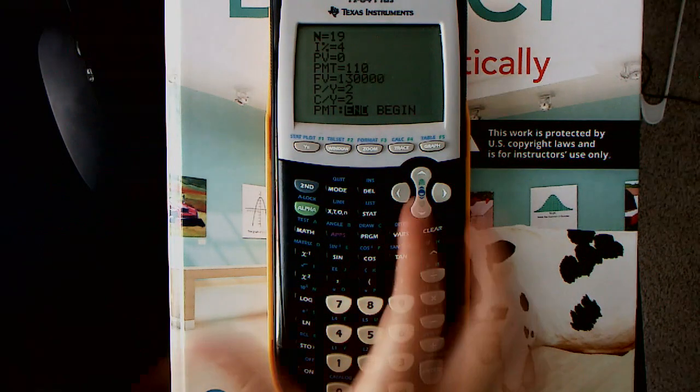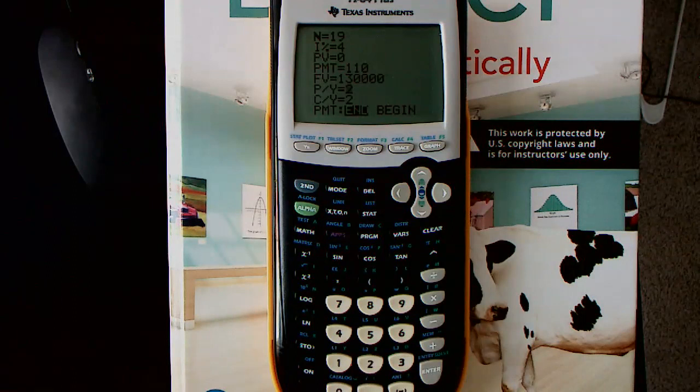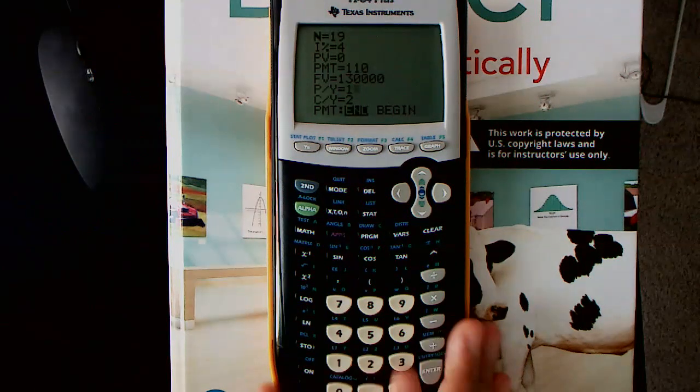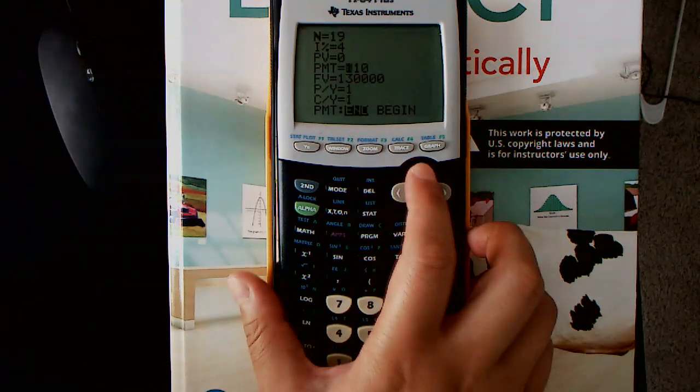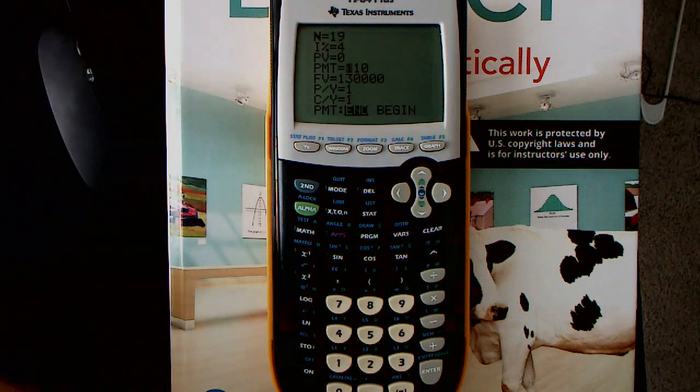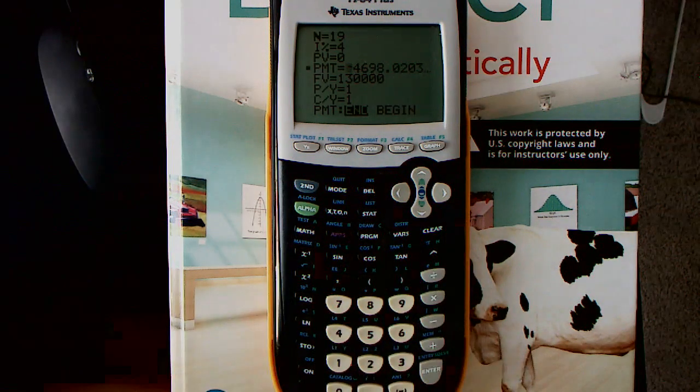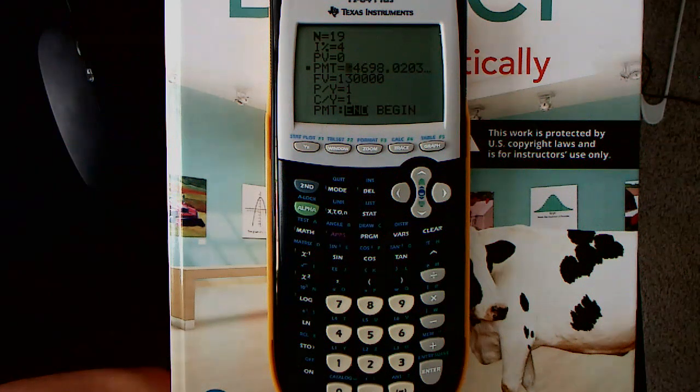Since you deposit your payment once a year, and your interest is compounded once a year, P per Y and C per Y are both just 1. Then let's go back to payment. Be aware of what you are looking for. You are trying to solve for payment, PMT. PMT means payment. Let the cursor blink next to payment, and then alpha enter. So we got a negative, right? Payment is supposed to be negative because the money is going out.